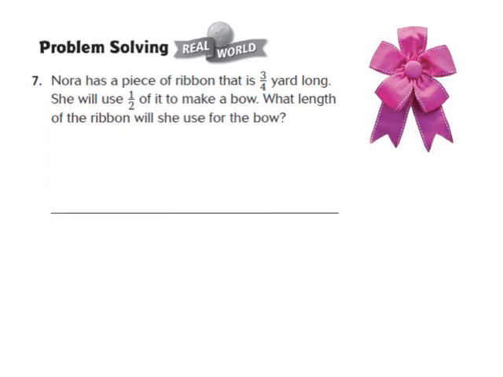Now, let's take a look at question number 7. It's one of our real-world problem-solving questions, and it says, Nora has a piece of ribbon that is 3/4 yard long. She will use 1/2 of it to make a bow. What length of ribbon will she use for the bow? So what we know we have is this. We know that Nora has a piece of ribbon that is 3/4 yard long.